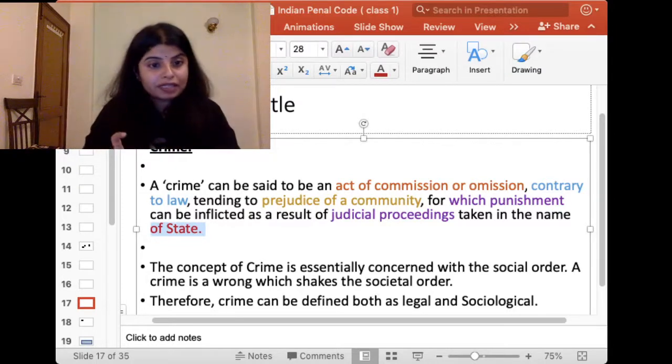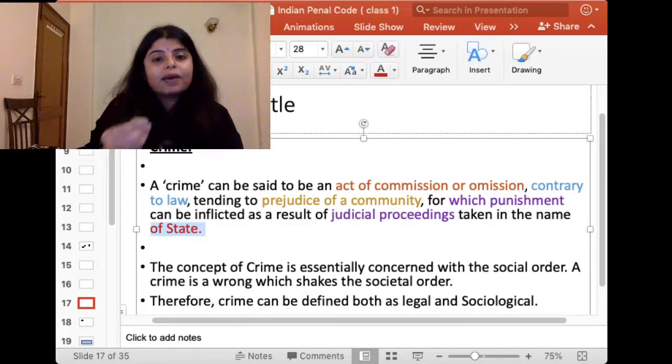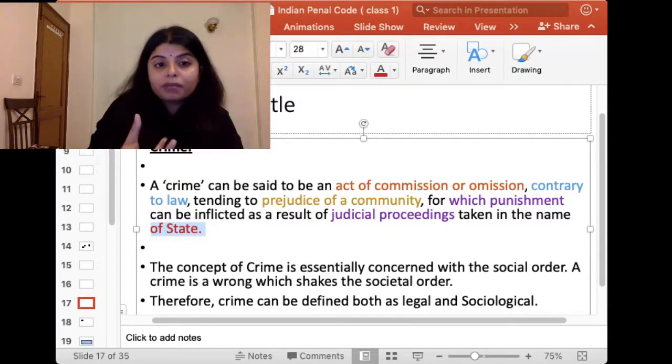So what we have done is taken a particular definition, thinking of it as a section, and then broken it down by pulling out the major elements. Now, a crime can be said to be an act of commission or omission. We just saw, if you don't wear the mask, you omit to do something, you commit an offense. You murder someone, that's an act of commission.